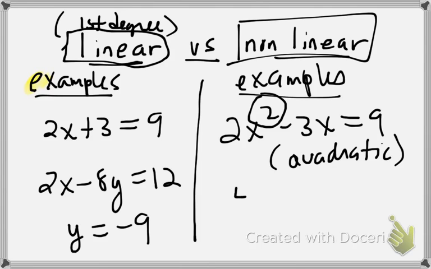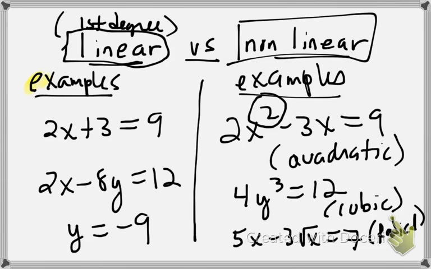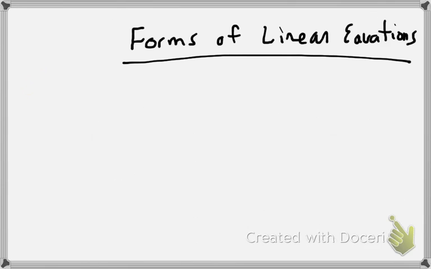Okay, how about 4y cubed equals 12? Well, it's cubic, third degree. Okay, how about 5x minus 3 root x equals 7? Now, that's a radical equation, right? So if you see a square root, a cube root, a fourth root, something in there, that's a radical equation. So its graph will look different. So we can start to talk about the looks of these various functions. I don't want to use the word function yet, but the looks of these graphs.